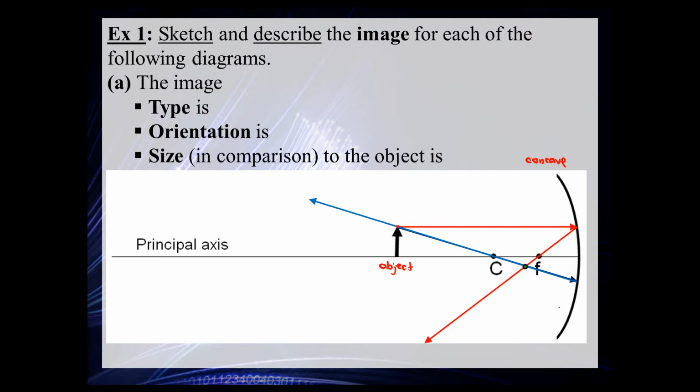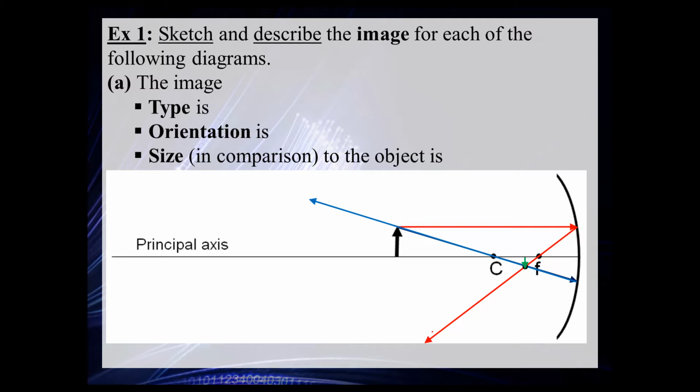And the way we draw the image is, at the point of intersection, I would go to the principal axis, straight upward or downward, depending on where you are. And I want to draw an arrow that points from the principal axis to my intersection point. So that's going to be an arrow that points down like this. I'll represent it with a different shape on the screen. So that would look like an arrow that just points straight downward. That's my image. And that is going to be enough to give me information regarding the type of image, the orientation, and its size in comparison to the object.